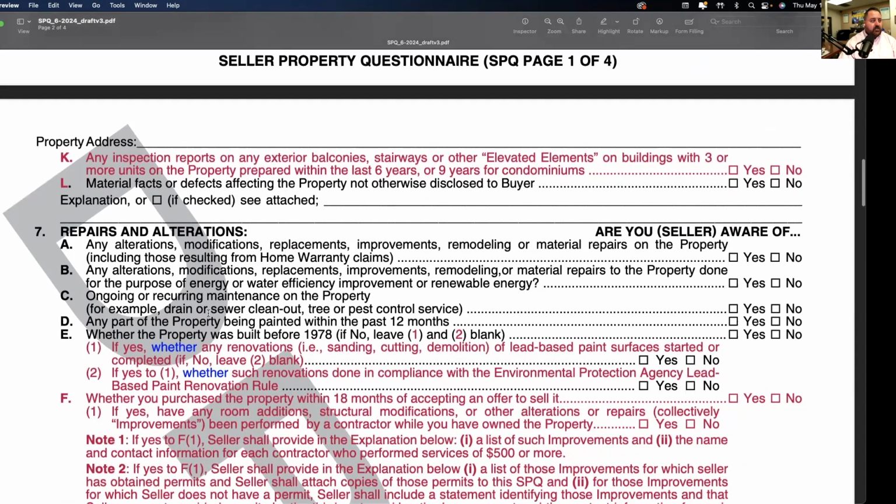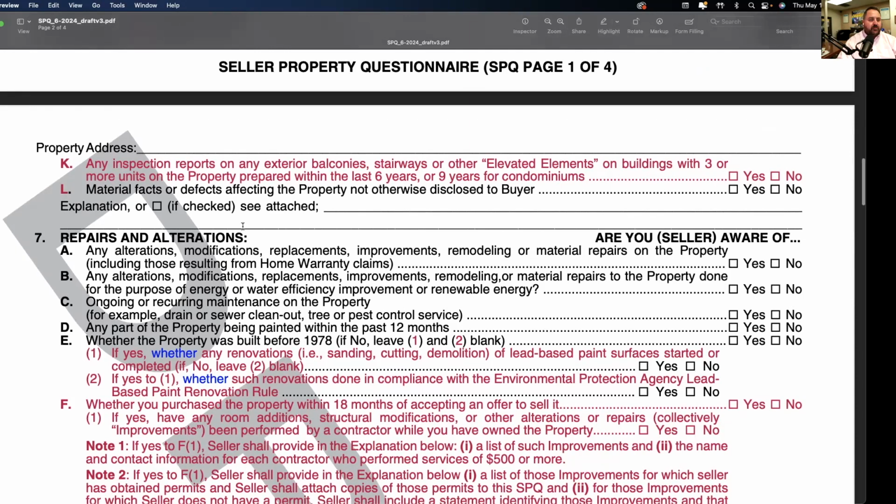Here's where we get to the repairs and alterations. Okay. Any alterations, modifications, replacements, improvements, remodeling, material repairs on the property. That's it. Anything. Has there been any alterations, modifications, replacements, improvements, remodeling, or material repairs on the property, including those from a home warranty claim? That's it. Not in how many years, nothing ever that you can remember. As you are the owner, have you done anything? I know that seems like a daunting task to try to remember any repairs or things that you've done if you've owned a house for a long time, but whatever you can remember, you need to disclose.